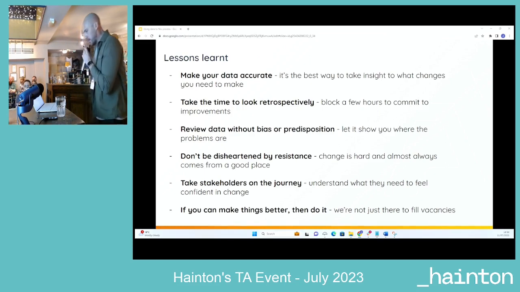We're not just there to put bums on seats and fill roles and deliver. We're subject matter experts in recruitment. It's our job to provide insight and guidance. If there's ways we can make things better for our business, then we should absolutely be empowered to do it.